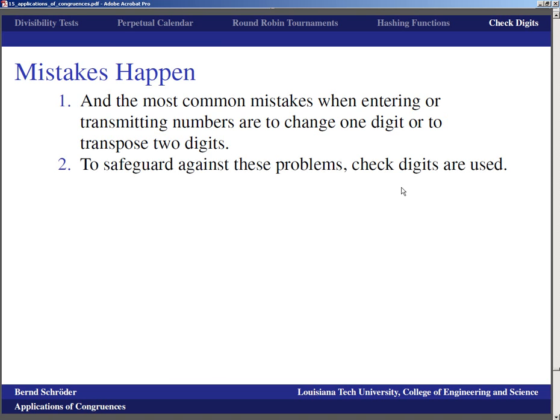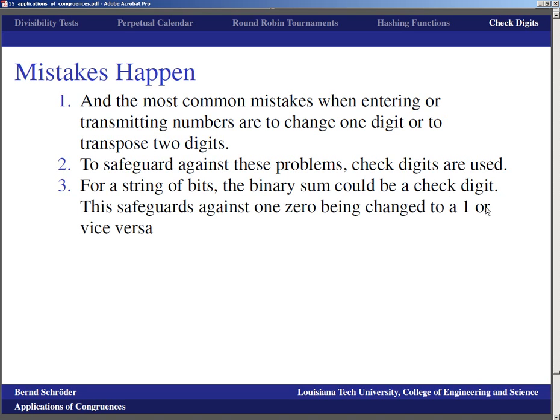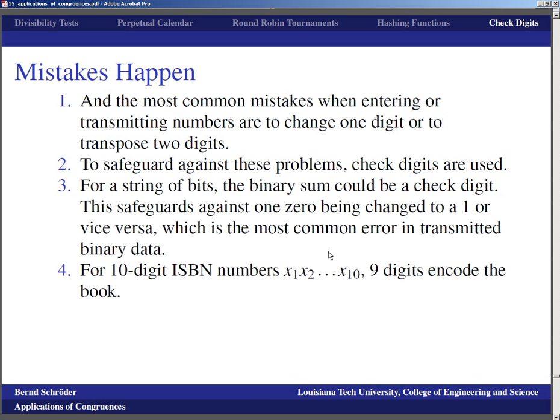And to safeguard against these problems, people use check digits. And for a string of bits, for example, the binary sum could be a check digit. And then there are further codes, because of course there could be worse mistakes happening in electronic transmissions, but that is something that is being done as data is transmitted in binary form. And that safeguards against a 1 being changed to a 0 or vice versa. And that's the most common error in transmitted binary data.